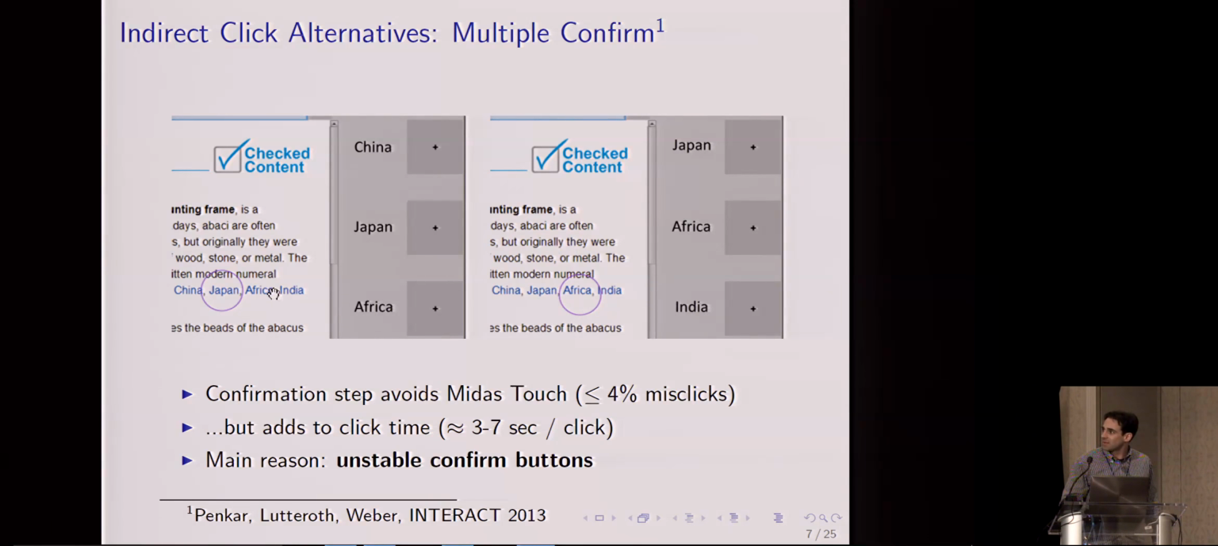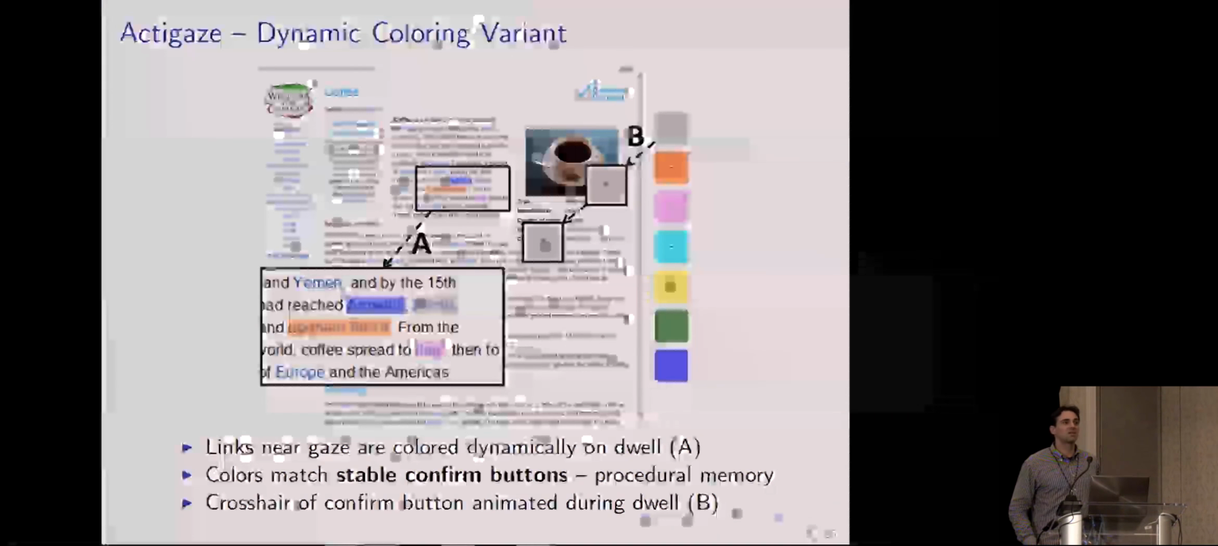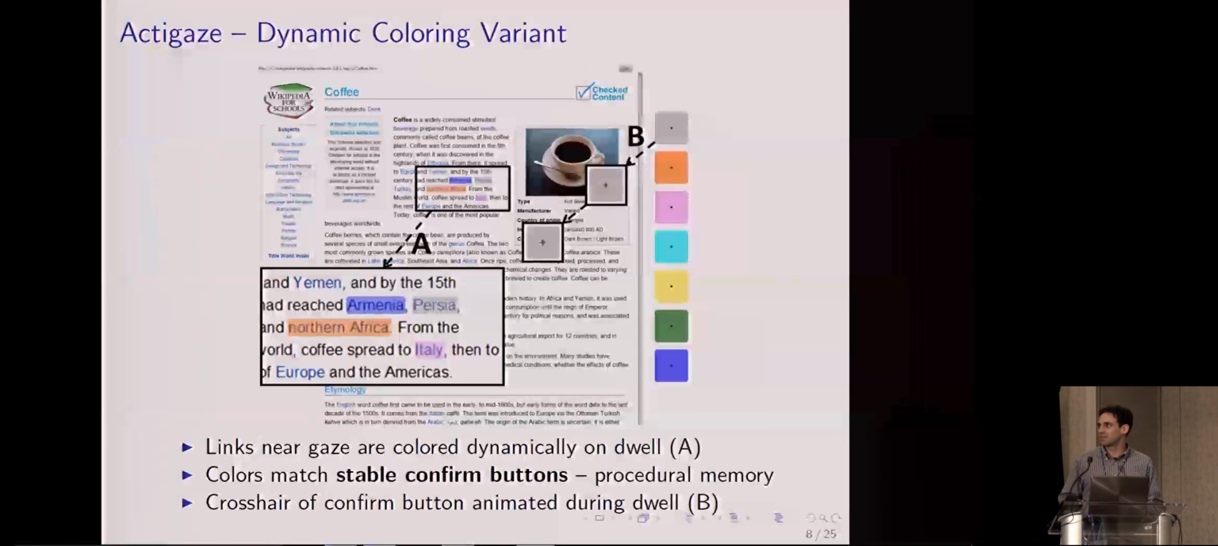And even for the same link, like Japan here, when you move the gaze position, new confirm buttons are continuously added as the gaze position shifts, and removed. It may be that the button for Japan is suddenly at a different place, so you really have to do the search all the time. So this is where the gaze click alternative that we propose comes in.